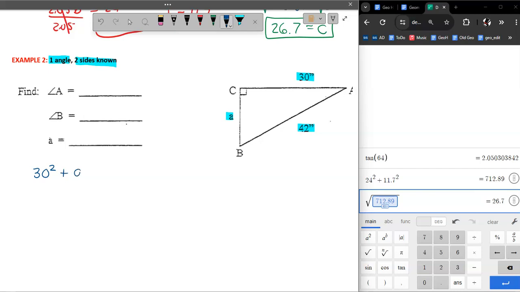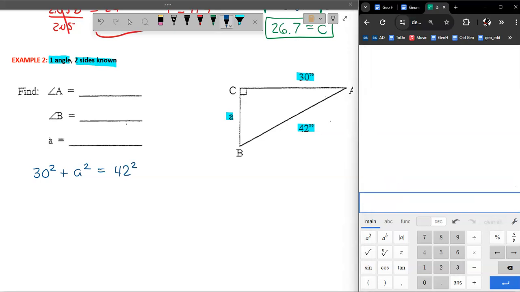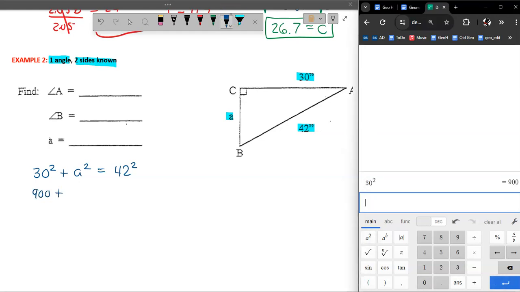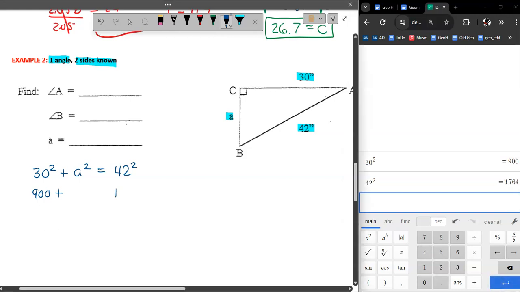So 30 squared plus a squared. The 42 is my hypotenuse since it's across from the 90, so 42 squared. Okay, let's clear my calculator out. We will do 30 squared. That gives me 900. And then we also need to do 42 squared. 42 squared is 1764. Awesome.